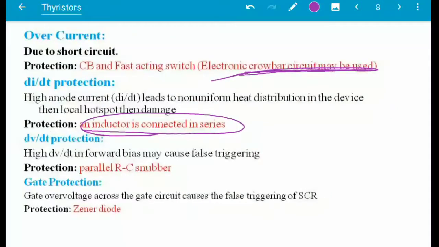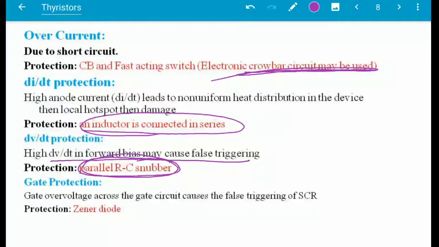Next one is dv/dt protection. If high dv/dt in forward biased condition occurs, then it will cause false triggering. We don't want to trigger, but high dv/dt may trigger the thyristor to turn it on. So this is called dv/dt triggering, false triggering. So what do we use? This RC snubber circuit is also used for dv/dt protection.